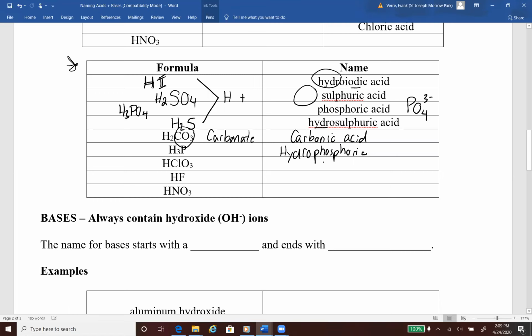HClO3 is chloric acid. Okay, there's your oxy acid. HF would be hydrofluoric acid. And HNO3, you can recognize the polyatomic, that is nitrate. So that would be nitric acid. Okay, so there's your two types of acids, the binary and the oxy acids.